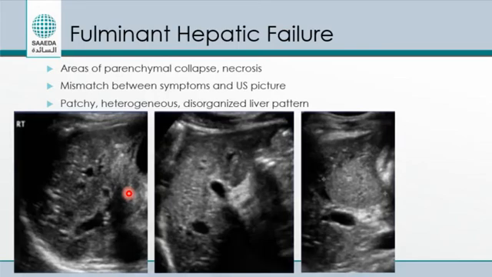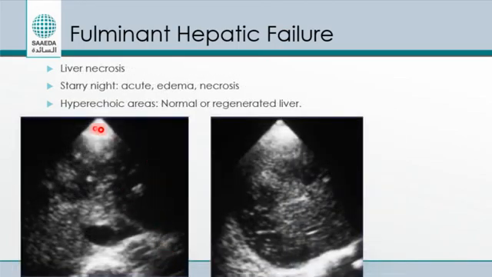This is another case, again, of fulminant hepatic failure. You can see there are patchy areas of decreased liver echogenicity with areas of normal liver echogenicity, like this and this. And this patient was put on sulfa treatment for a UTI, and apparently she had some sort of allergy or toxicity from the sulfa drugs, and it resulted in fulminant hepatic failure.